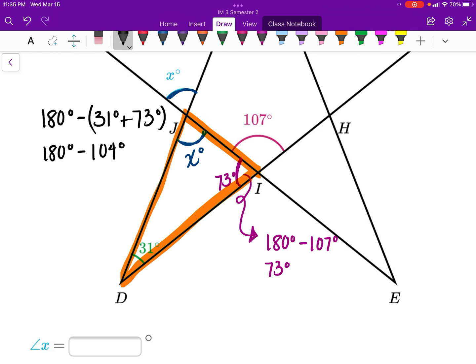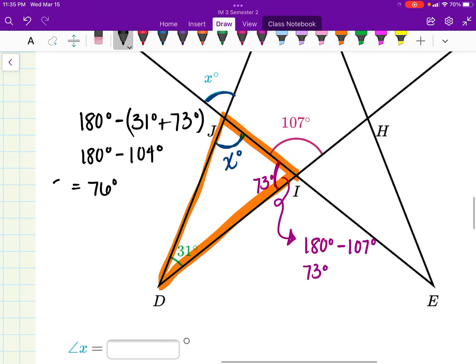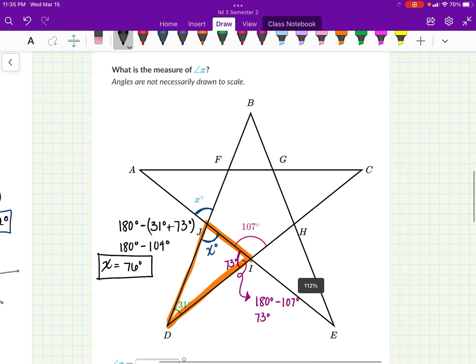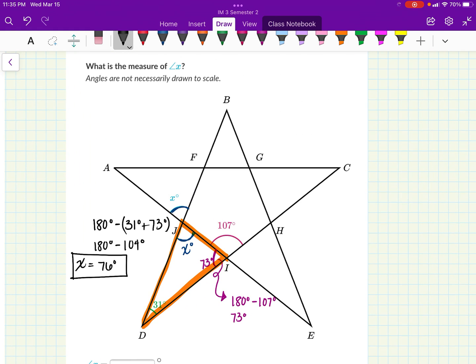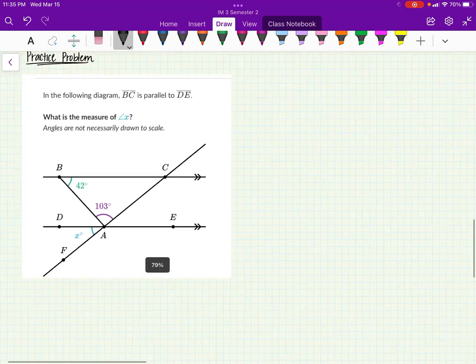So in this case, our value for x should actually be 76 degrees. So x equals 76 degrees. That's going to be 76 degrees. So that would actually be our final answer for that one. Final answer. Now, let's take a look at the last one here.